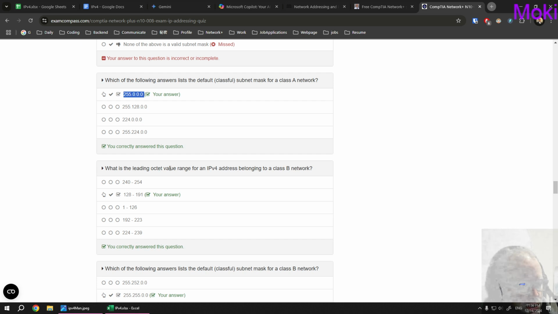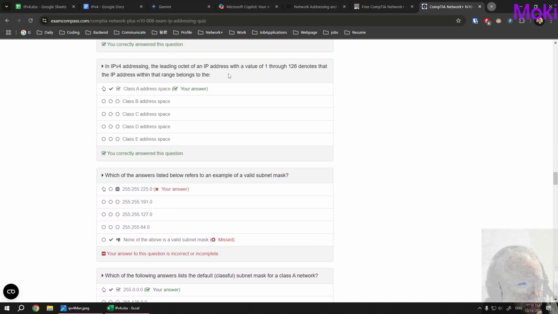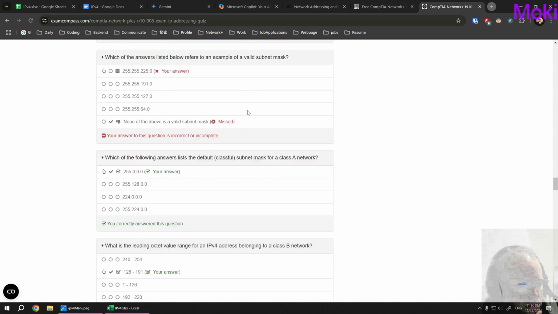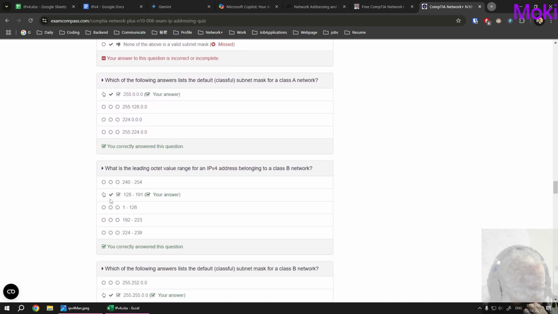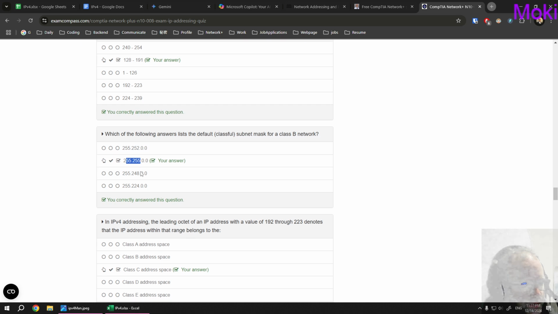What is the leading octet value? So the leading octet, the first octet for B. You just had A up here, right? 1 to 126. You're skipping 127 because it's a loopback, but they didn't even try to trick you there. Which of the following answers lists the default for B? The first two octets are full, 255.